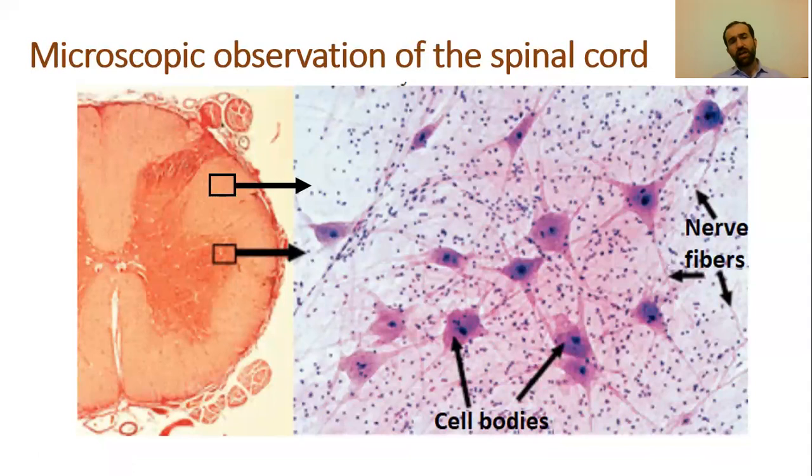From this slide, I have to conclude only that the cell bodies in the spinal cord are found in the gray matter, and the white matter contains only nerve fibers, as you see in the figure.